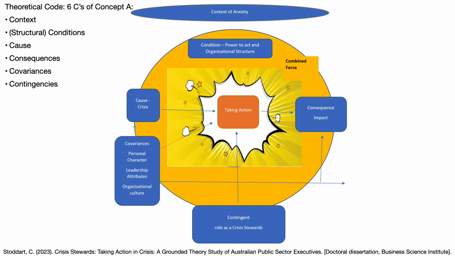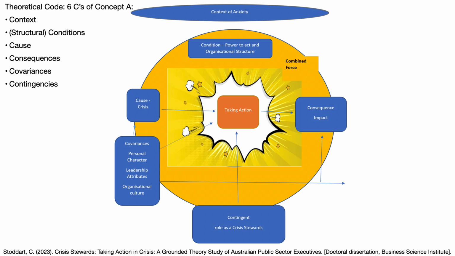Taking action takes place in a context of public anxiety expressed in the public discourse. And the power to act resides within the structural conditions of Acts of Parliament, legislation and statutory powers granted to crisis stewards, and in the informal permissions given by the context, the anxious, expectant and dominant social discourse. How crisis stewards take action co-varies with their capacity to act, which arises from the blend of personal characteristics and leadership attributes of the crisis steward and the organisational culture within which the crisis steward works.